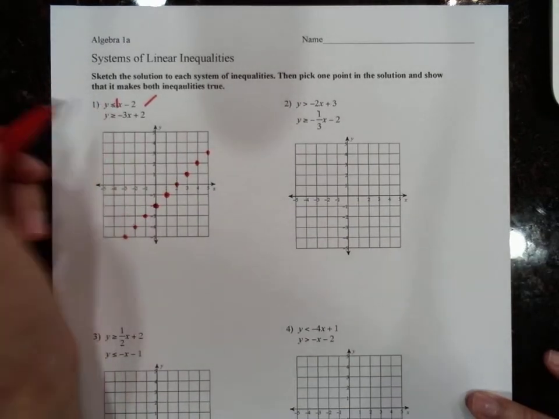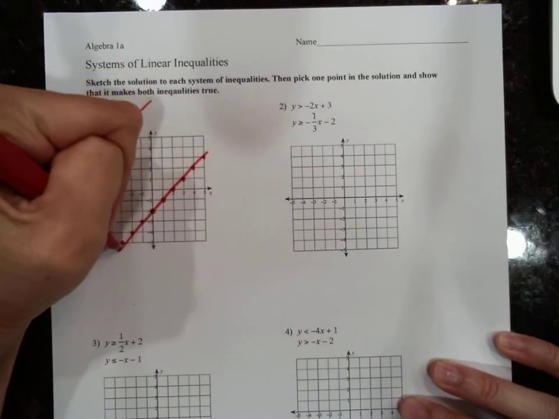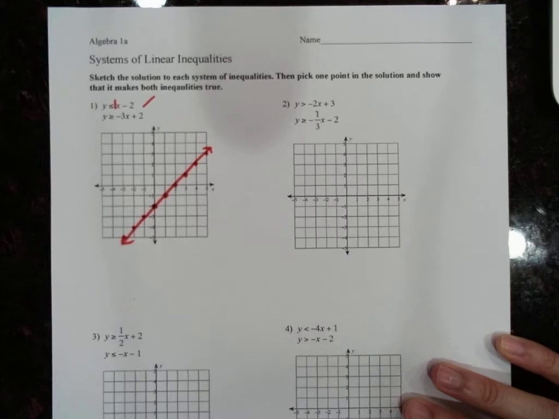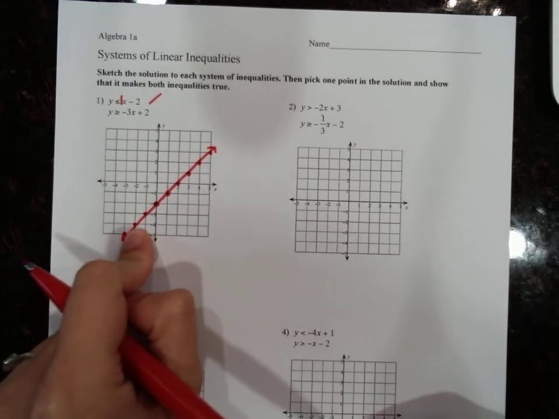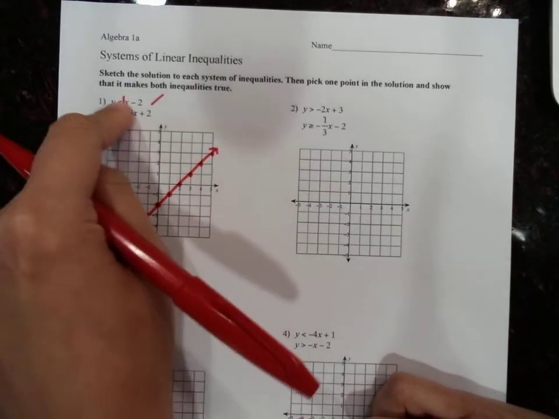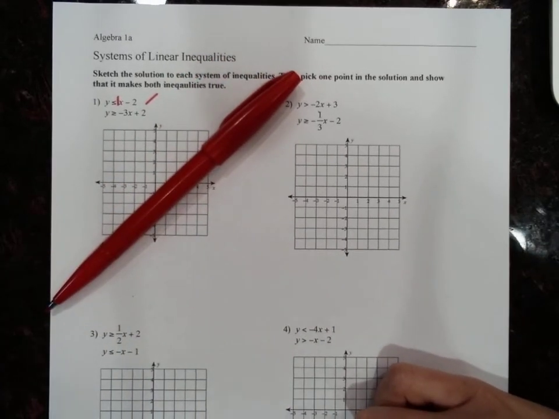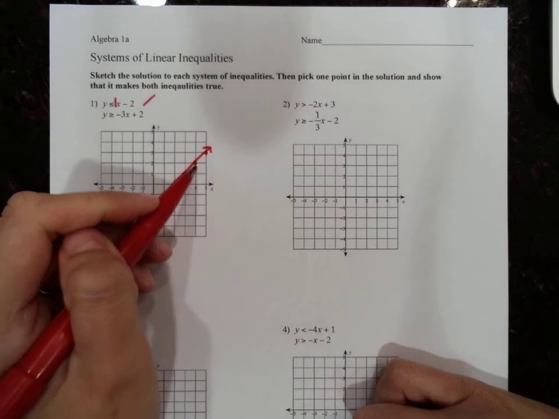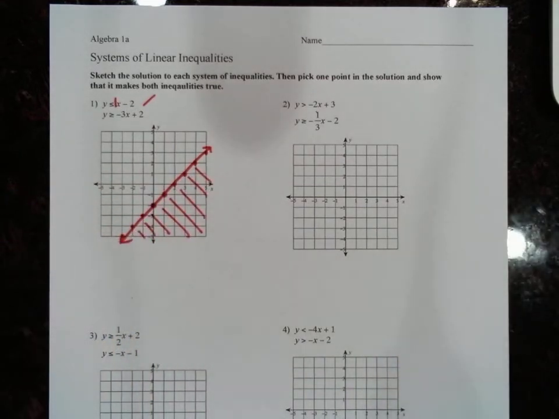And y is less than or equal to, so we know it is a solid line. Feel free to use your notes on graphing linear inequalities if you're struggling with the solid or dashed line and where to shade. And then y is less than, so we're going to shade below the line because it is less than. So below the line is right here.